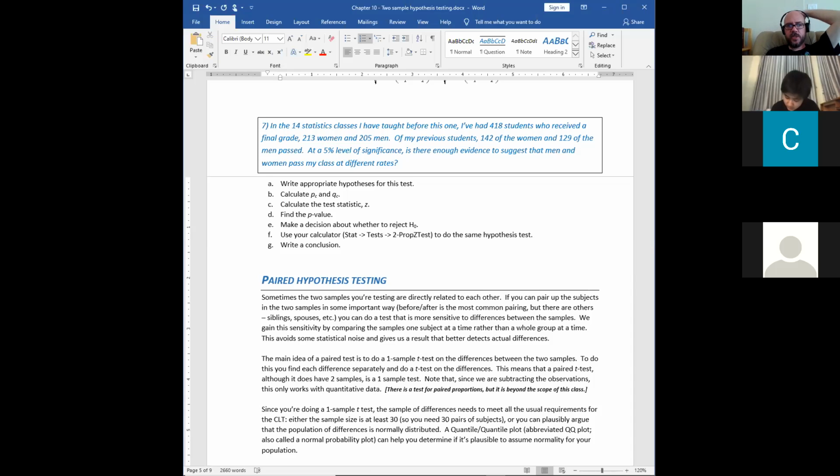So what does that tell you about whether men or women have a higher pass rate in my class? It's the same. Yeah, we have no reason to think that they're any different. So we're accepting the null hypothesis.